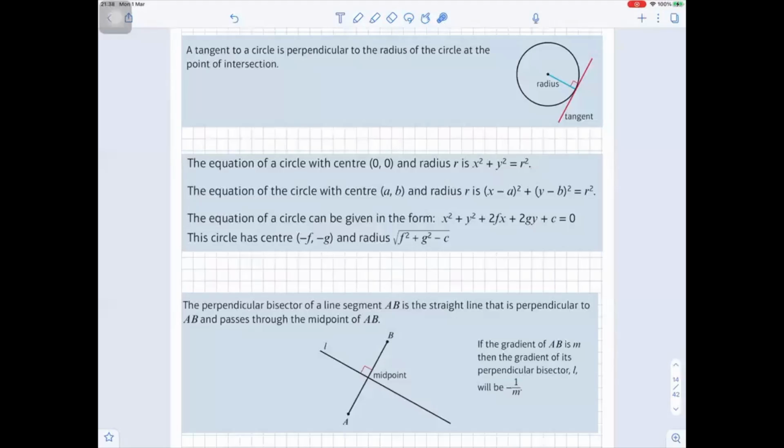So these are some of the key things about circles that we can use. A tangent to a circle is perpendicular to the radius. And the equation of a circle with center 0, 0 is x squared plus y squared. And the equation of the circle with center (a, b) and radius r is (x minus a) squared, that's the formula there. And if the gradient of AB is m, then the gradient of its perpendicular bisector is minus 1 over m. So we might use some of these ideas. So it's very important to remember them.